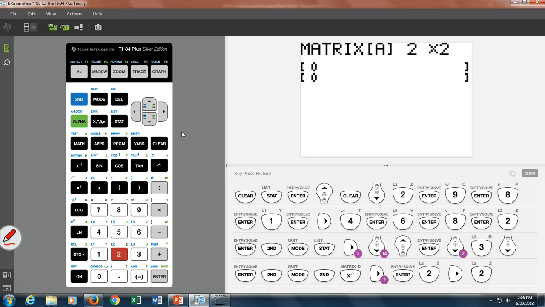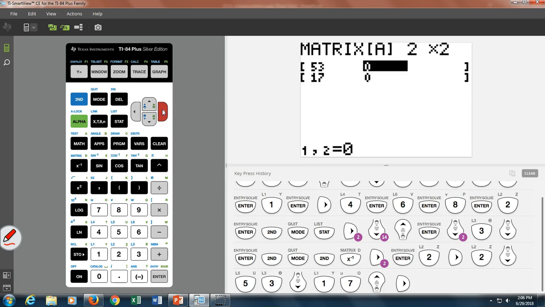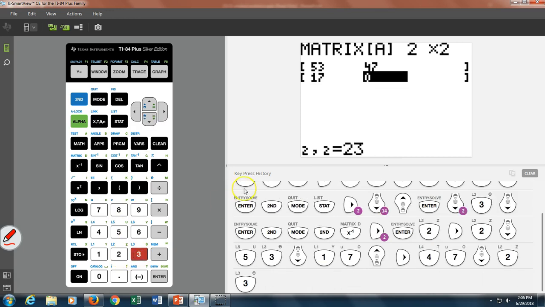In these examples, it'll always be a square matrix, so it'll always be like 2 by 2 or 3 by 3 or 4 by 4. Okay, now let's start entering the numbers. I'm looking at what I did on the previous page. I have a 53. Underneath it I had a 17. Over here I'll have a 47. And then a 23. So let's just check that. Okay, numbers look good.